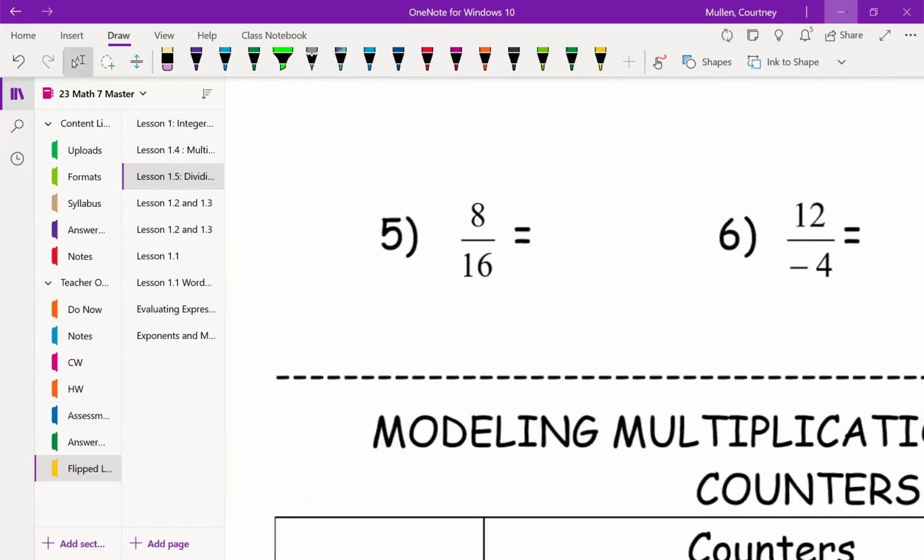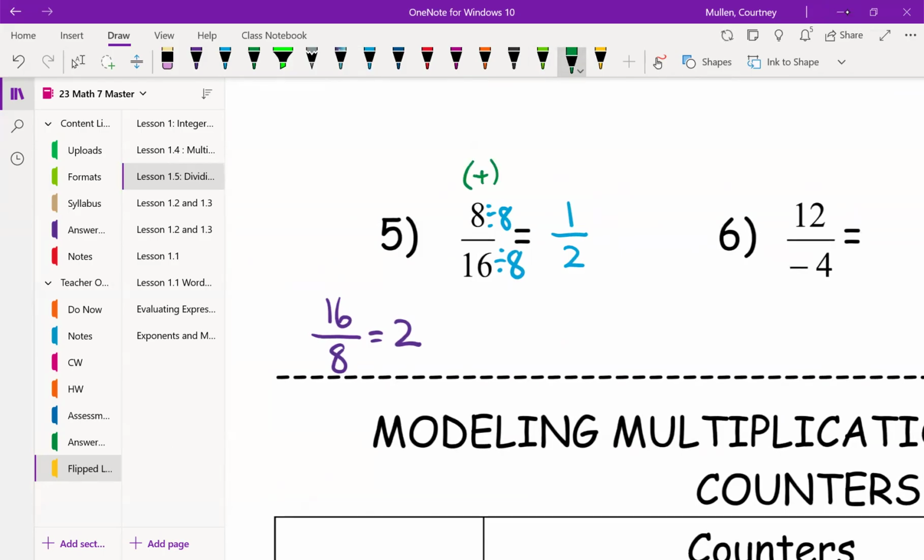First question, 8 divided by 16. Is the answer 2? Nope. Remember, that would be 16 divided by 8. Here, we want to simplify our ratio or our fraction by dividing. What's 8 divided by 8? 1. And 16 divided by 8? 2. And here we see a positive divided by a positive. So our quotient will be positive.